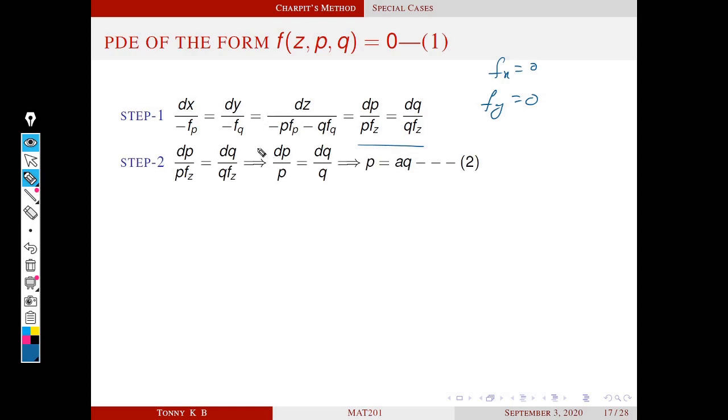Next we consider the last two ratios. That means dp by p f_z equal to dq by q f_z. Here f_z is common, so you can cancel. The remaining terms become dp by p equal to dq by q. Now it is integrable. You can integrate on both sides. Integrating on both sides, we get a constant of integration.